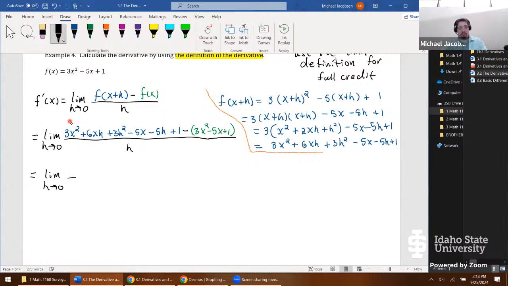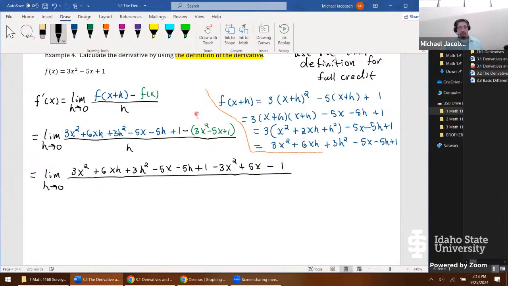So limit as h goes to 0. I'll drop the color coding at this step and write 3x squared plus 6xh plus 3h squared minus 5x minus 5h plus 1. A little bit longer on that. Here, distribute the negative through to get minus 3x squared, positive 5x, minus 1. All we're doing is flipping all signs of everything in green in that parenthesis. We're dividing everything by h, and now we're ready for some cancellations.